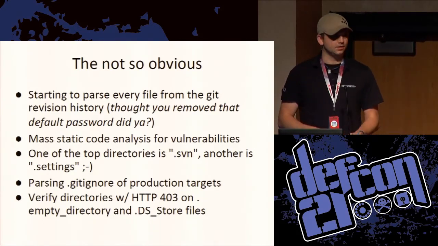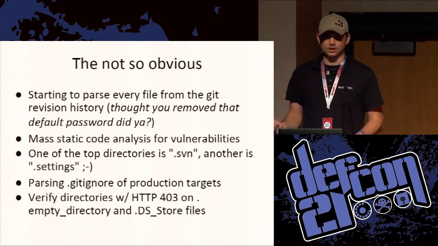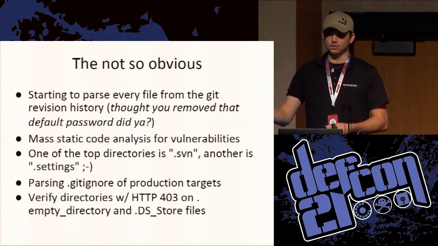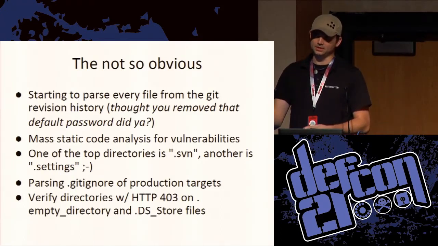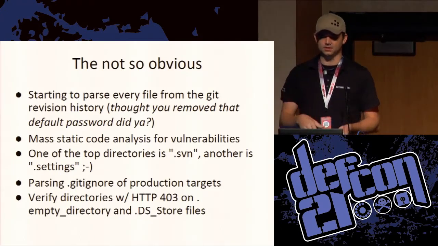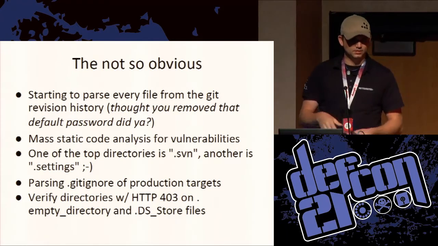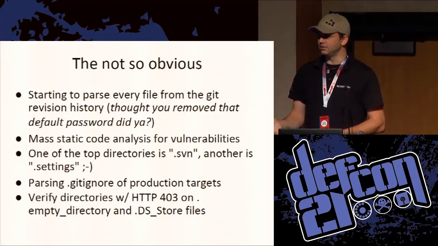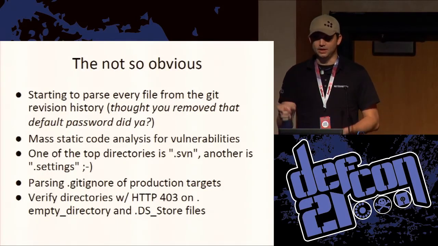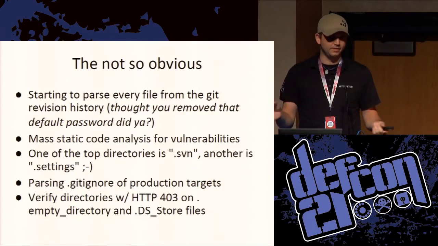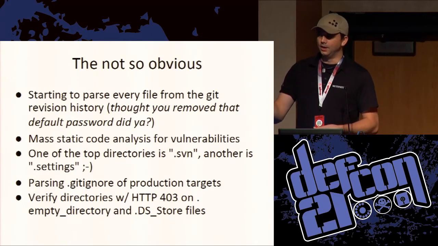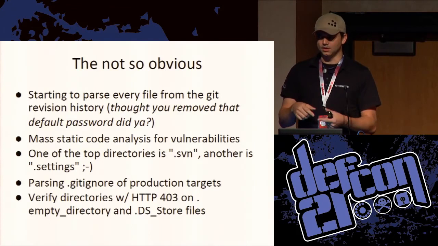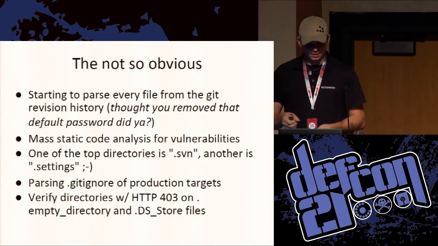.svn and .settings are amazing things. When you convert an SVN repository into a Git repository, sometimes people forget to delete those things, and they can have configs, including database configs and all kinds of things. Git ignore is an amazing little file that tells your Git repository what files to never commit. Those are exactly the files that I want to look for, because those are the things that are important, so I usually look for that.